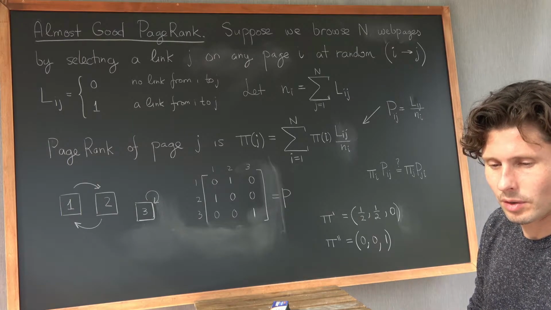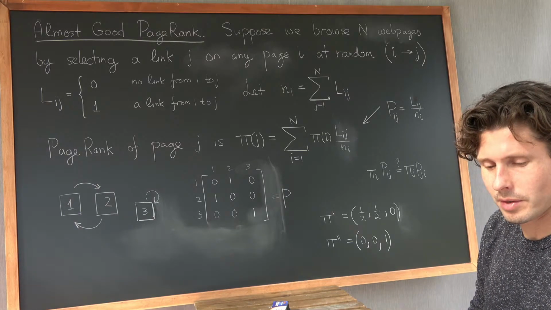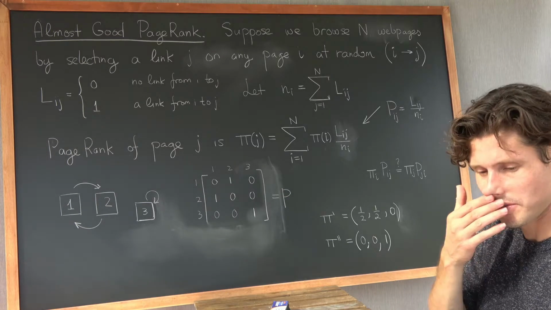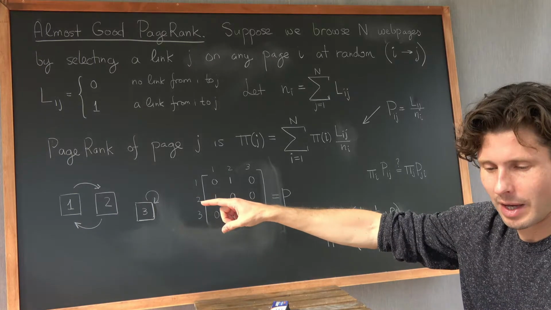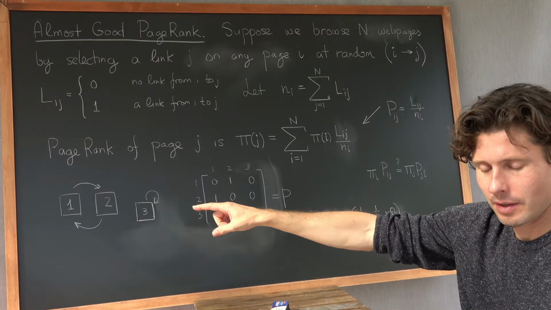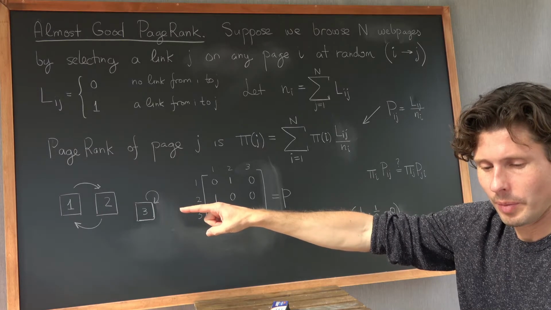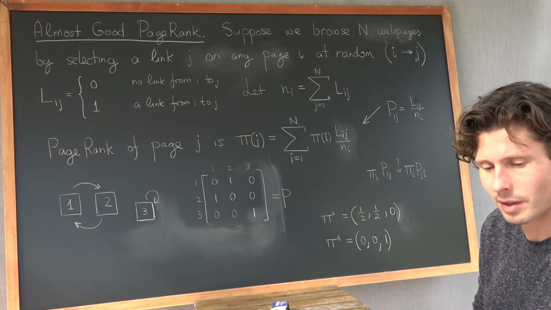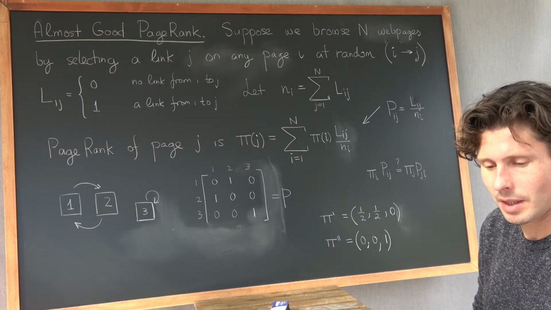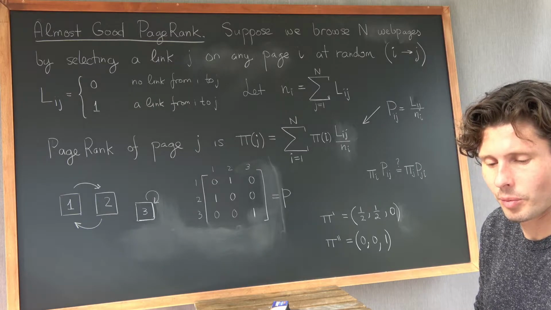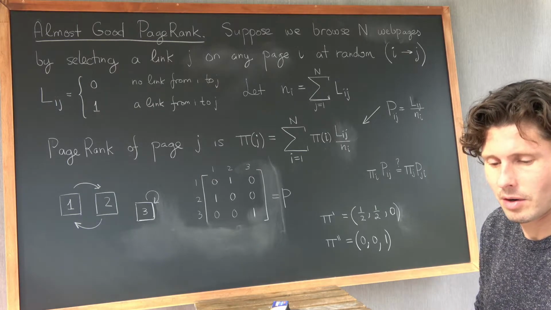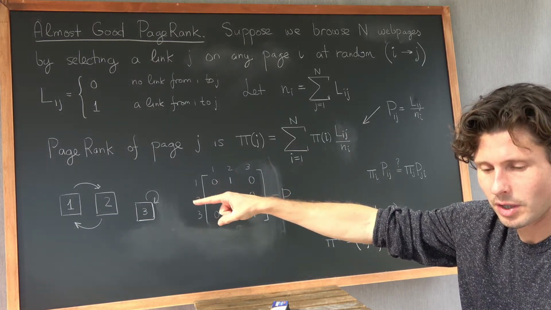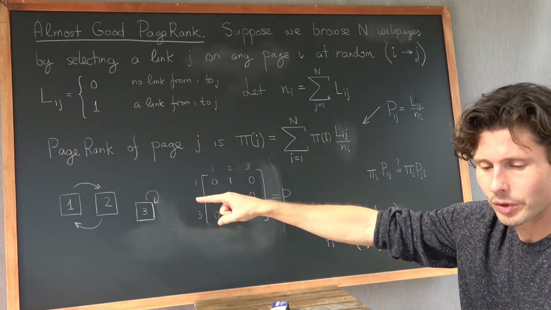So why is this almost good PageRank? This is a typical example given. It's not necessarily all that interesting, but the idea is that these are meant to represent web pages, so you have 3 web pages in this kind of early version of the internet, maybe. The point is that this is a disconnected directed network. Why is it directed? Because I have arrows on these edges. You could think of them as transitions, and they only go one way.